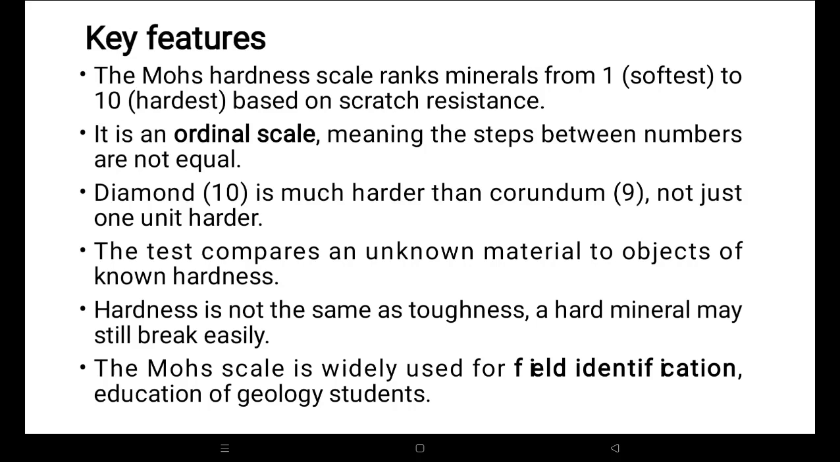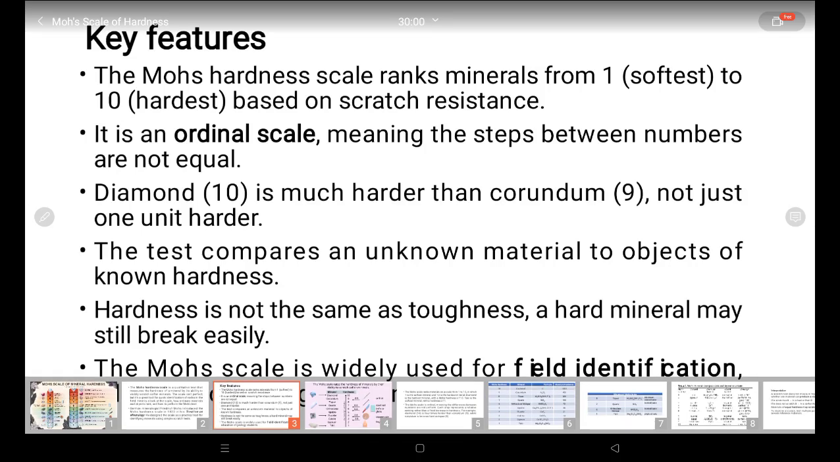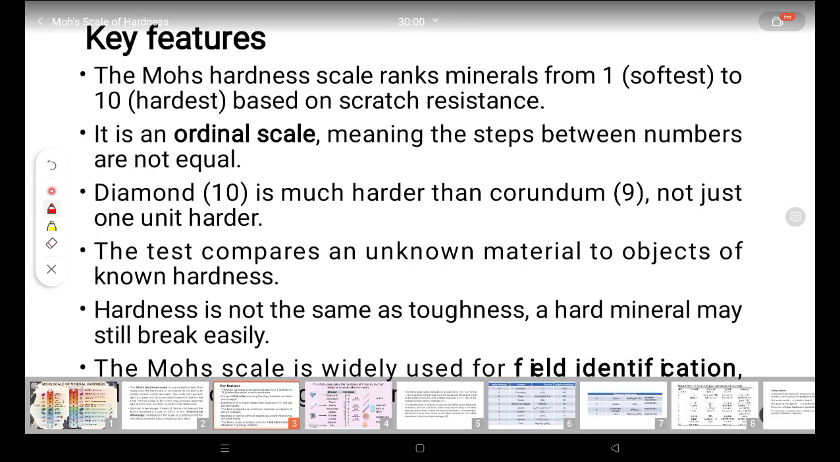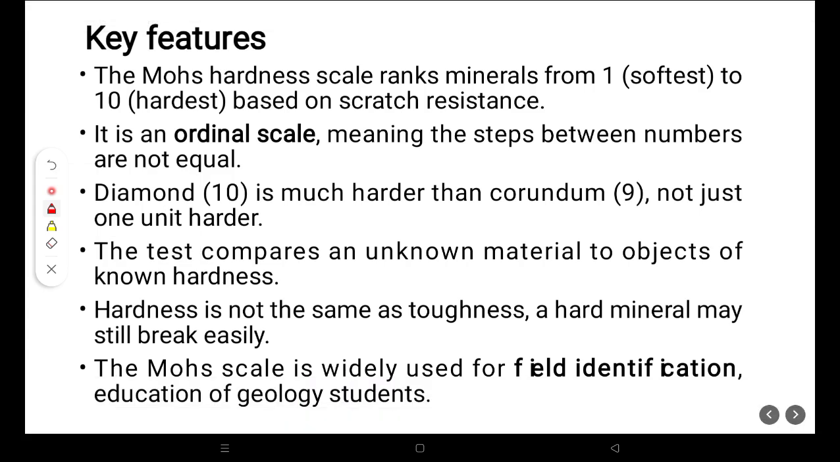Diamond is written here. I'm taking this marker. Diamond, whose hardness is 10, is much harder than corundum, as it is written here. It is not just 1 unit harder. So the test compares an unknown material to objects of known hardness.